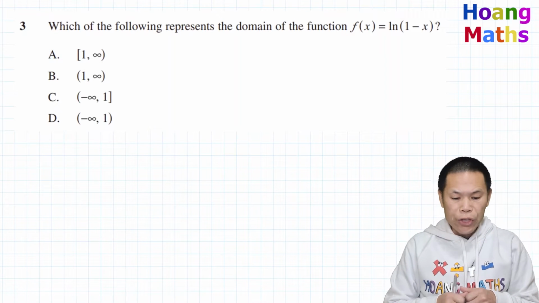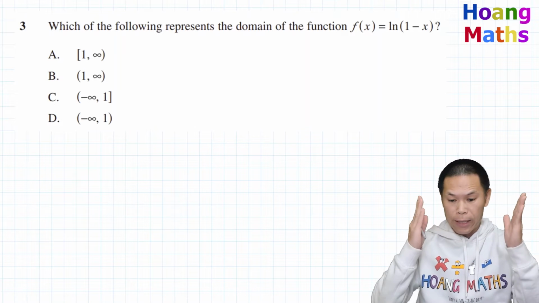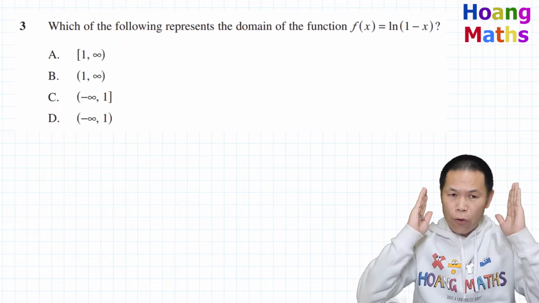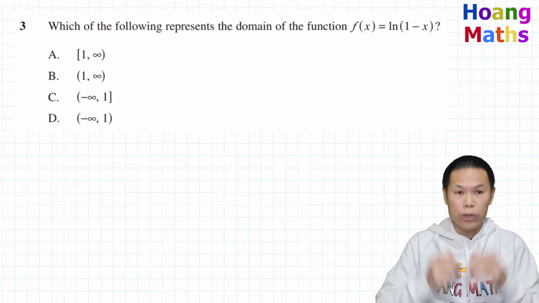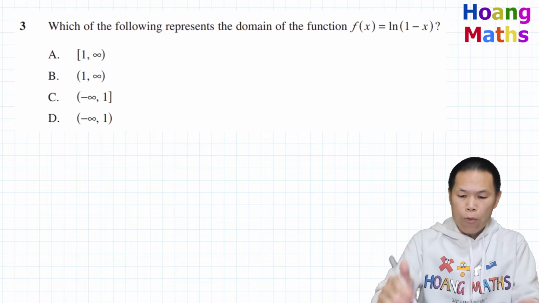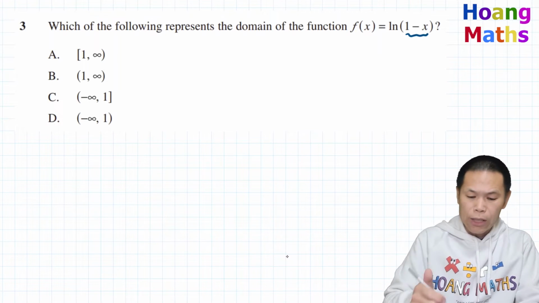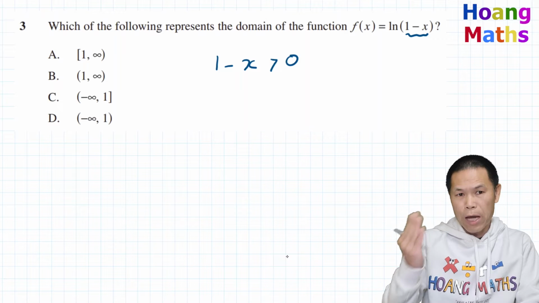Next one: which of the following represents the domain of the function f of x equals ln of 1 minus x? We know that for log functions, we cannot take the log of a negative number or 0. Therefore, 1 minus x must be greater than 0. So keep that in mind.